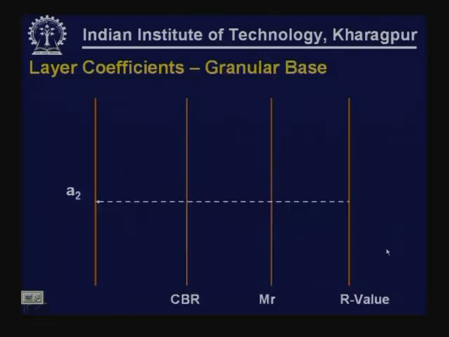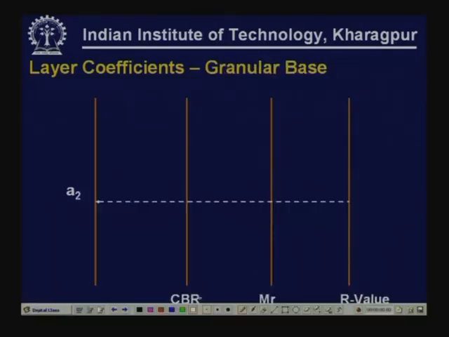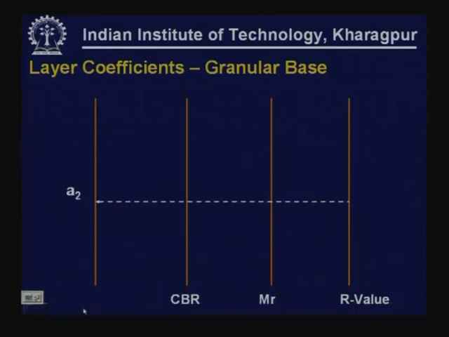Similarly, for A2, if we know any of these parameters, granular base, that is CBR, resilient modulus value, or another parameter that is known as R value, or any other parameter, we can estimate the corresponding A2. For a given CBR value, we can find out what is A2, for a given MR value, what is A2. So, the material has to be tested first for either MR or CBR or other parameters, using which you can estimate A2. So, these are nomographs that are available, using which we can estimate the layer coefficients for different types of materials.